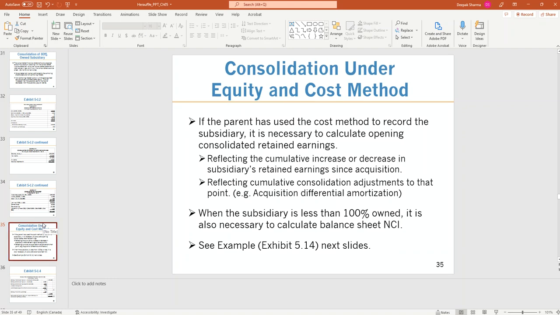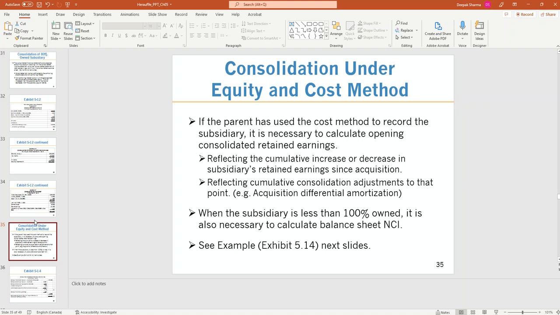Then the consolidation under the equity and cost method. If the parent has used the cost method, it is necessary to calculate the opening consolidated retained earnings, so that you can reflect the cumulative increase or decrease in the subsidiary retained earnings since the date of acquisition, because you have to reverse back all the events that happened. This reflects the cumulative consolidated adjustments to the point where the acquisition differential gets amortized. An example would be the acquisition differential amortization.